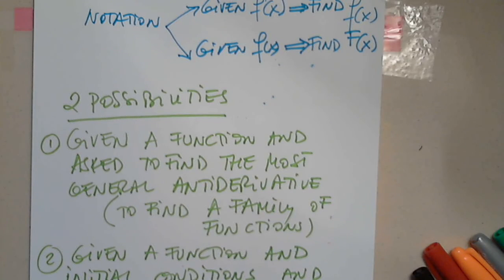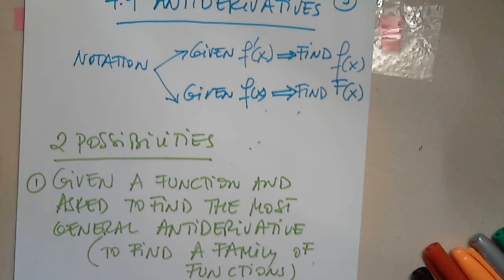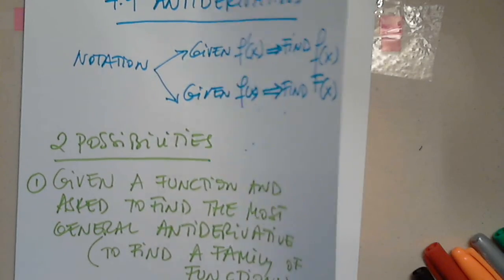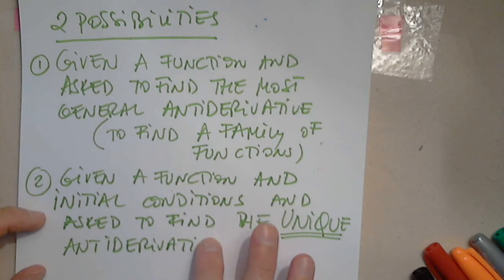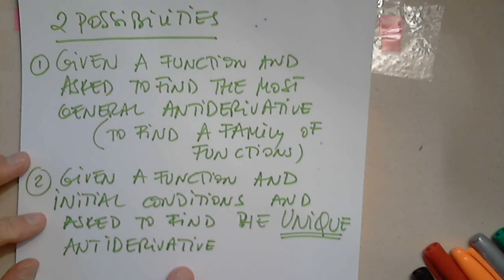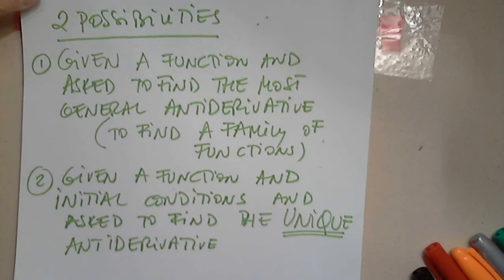So these are 2 major situations, 2 possibilities. I may be given a function and asked to find all functions that have the specific derivative. I may be given a function which is a derivative in itself, or just a simple function, it doesn't matter, we go backwards this time. And initial conditions, in which case we are asked to find the antiderivative, one, because the only one will fulfill all the given conditions.